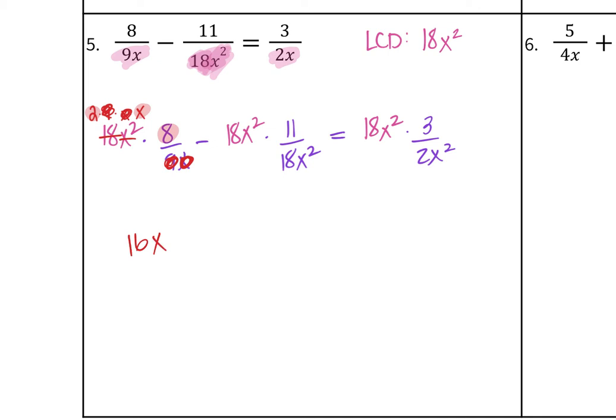Okay, so now on to the next one. This one's a little bit easier. 18 cancels with 18. X squared cancels with x squared. So only thing that we have right here is just the 11. So minus 11 is equal to, then here, same as before, 18 is 2 times 9. X squared is x times x. So that means I can cancel out the 2, and I can cancel out both x's.